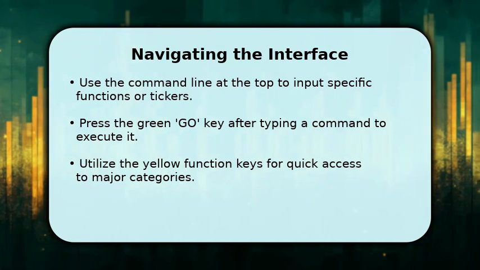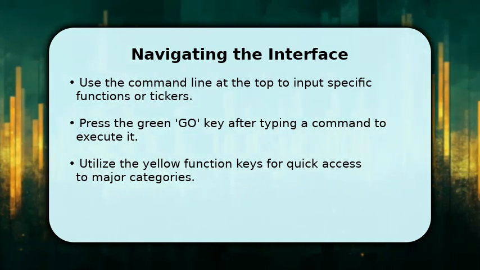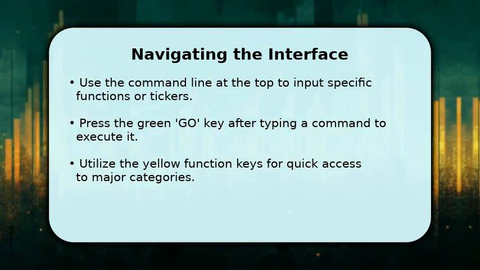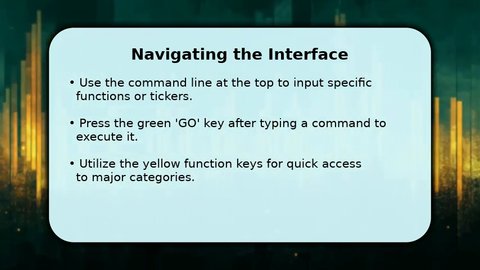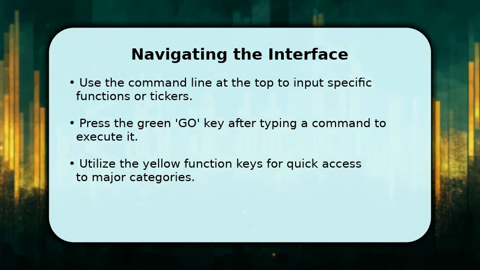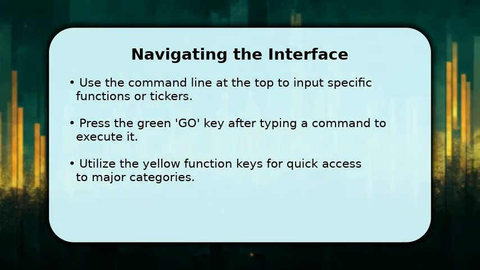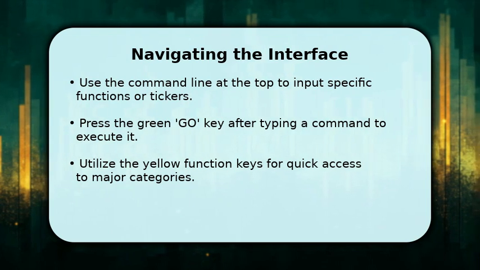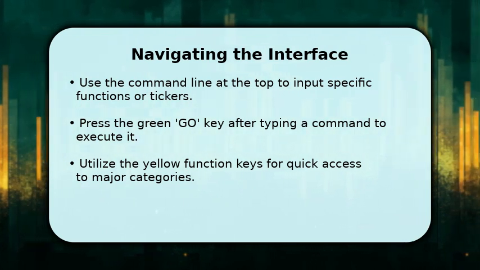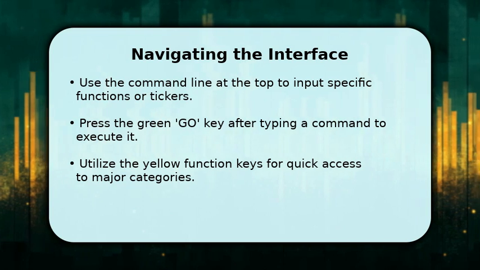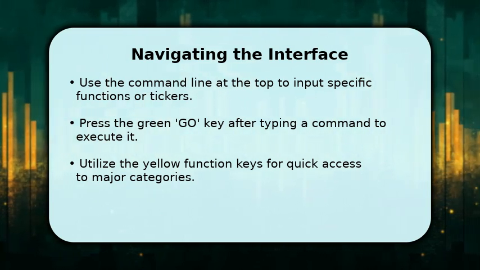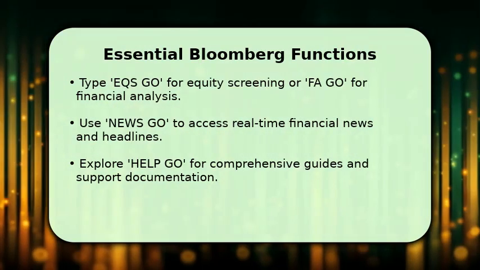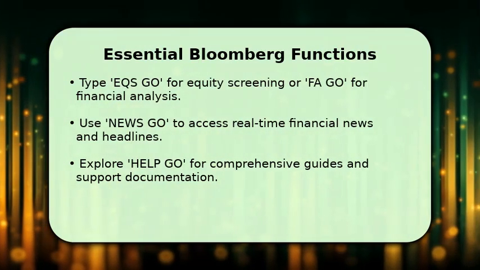Once logged in, you'll see the main interface. The command line at the top is your primary tool for interaction. Type in specific functions or company tickers there. Remember to press the green Go key after entering any command to execute it and display the relevant information. Additionally, the yellow function keys provide quick access to major categories like equities, fixed income, or news, streamlining your navigation experience. The Bloomberg terminal offers a vast array of functions.